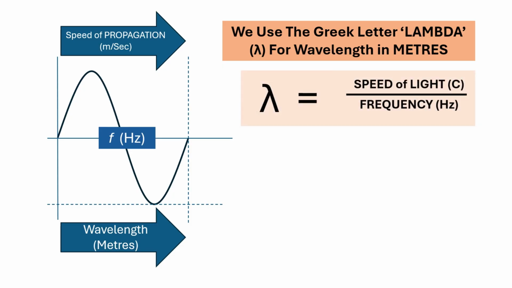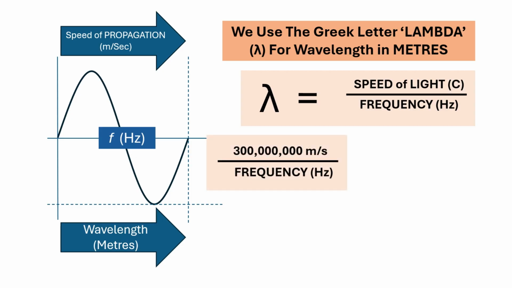Wavelength in meters is simply the speed of light divided by the frequency in Hertz. The speed of light is 300 million meters per second. All we need to do is divide it by the frequency. Let us try to find a wavelength for the 14 MHz amateur band.